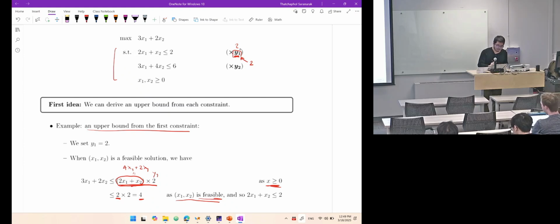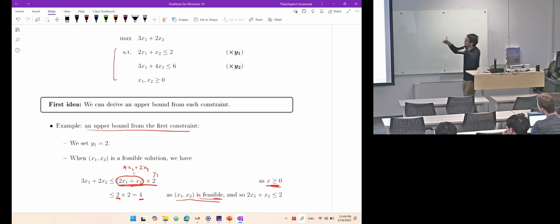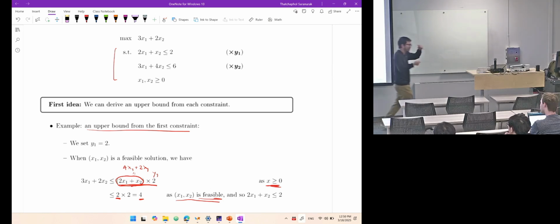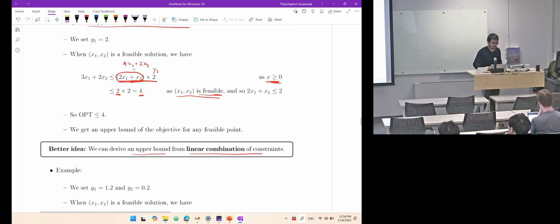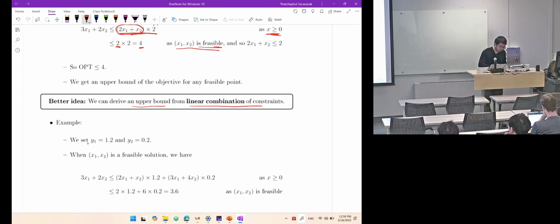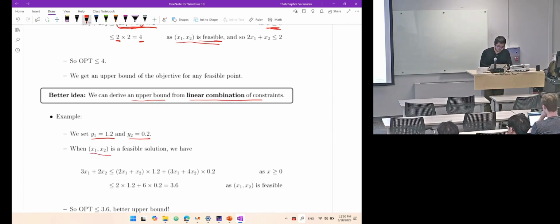Imagine that instead of trying to multiply y1 to this constraint so that it dominates the objective, what if I just choose this combination y1 and y2, multiply to both of them so that the left hand side here still dominates the objective. Just try to find the best y. Suppose, for example, I choose y1 to be this, y2 to be this. Now I claim that as long as x1 and x2 are feasible solution, then the objective of x1, x2 will be at most this thing.